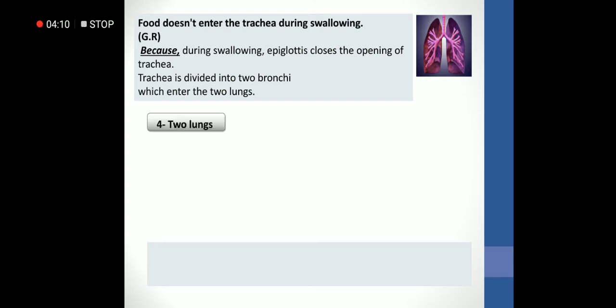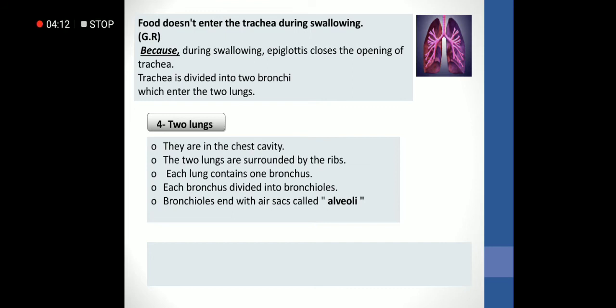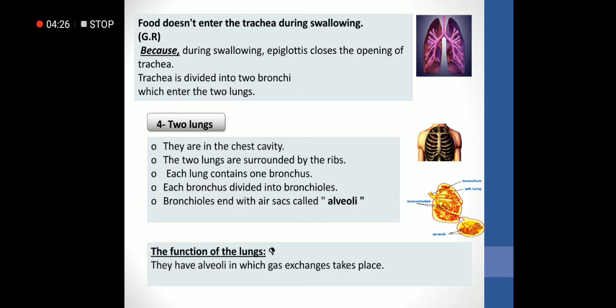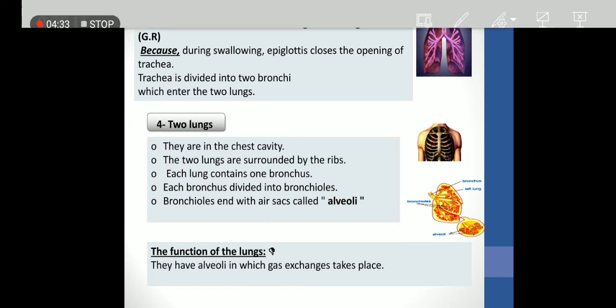Number 4, the two lungs. They are in the chest cavity. The two lungs are surrounded by ribs. Each lung contains one bronchus. Each bronchus divided into bronchus. Bronchus ends with air sacs called alveoli. The function of the lungs, they have alveoli in it, in which gas exchange takes place.